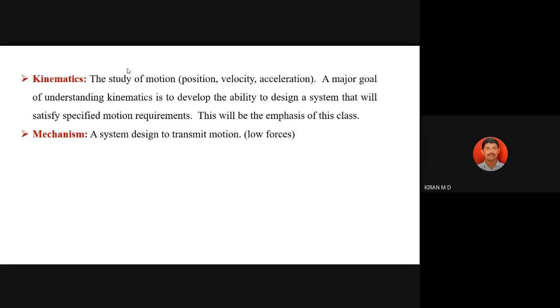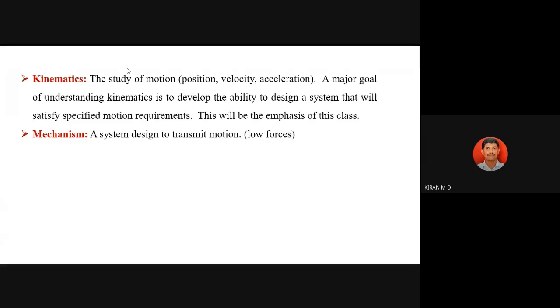In machine components, first we are going to consider mechanisms and machines. We should know what a mechanism is and what a machine is. When we consider the machine, we define it as consisting of a number of parts which have relative motion to each other. Then we transmit the motion from one component to another component to achieve the required output.